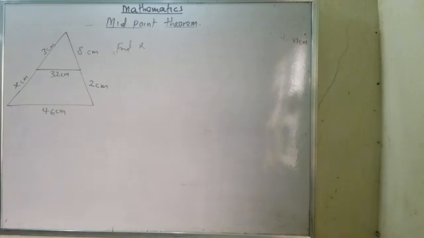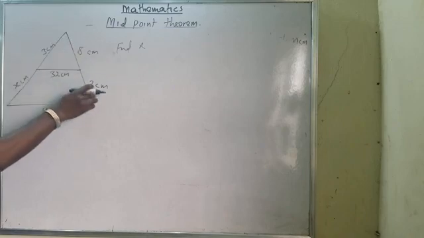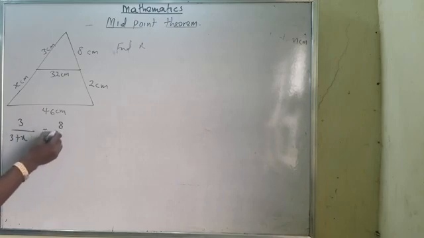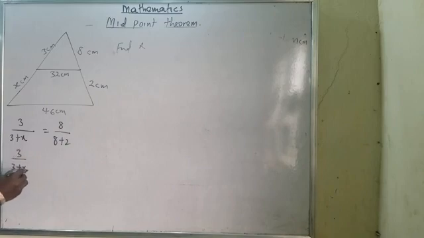How do I solve it? Don't forget that this and this, this and this. Now, what can I do? I can say that 3 over 3 plus x will be equal to 8 divided by 8 plus 2. No problem. Which I'll have 3 all over 3 plus x equals to what? 8 divided by 10. Please note this very well.